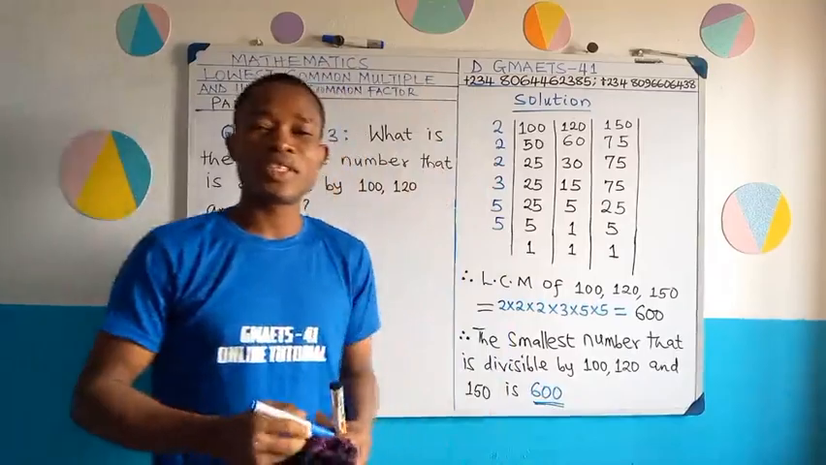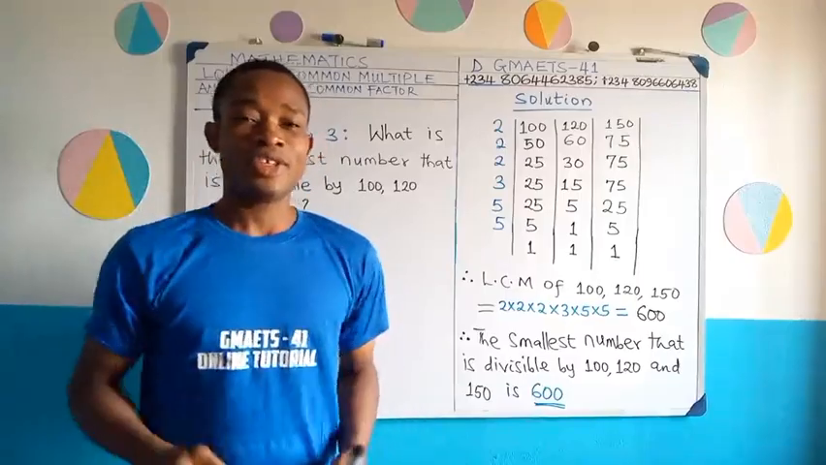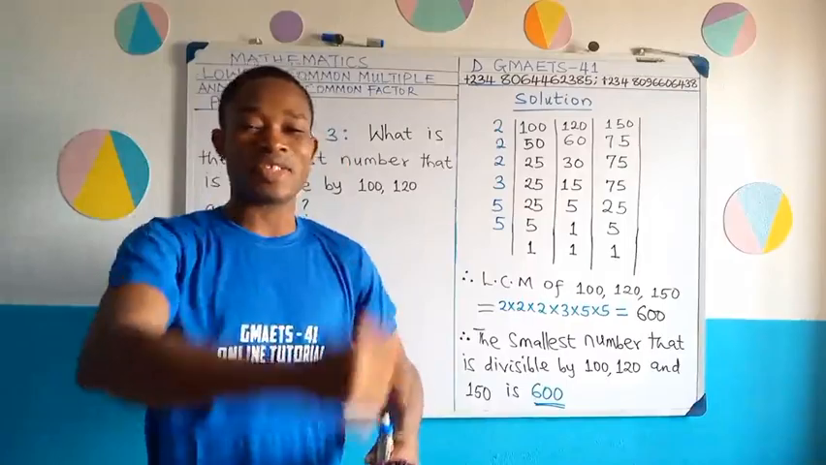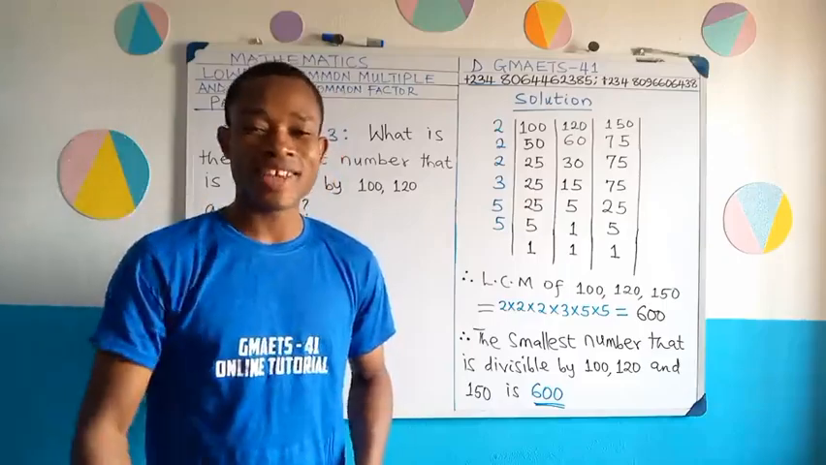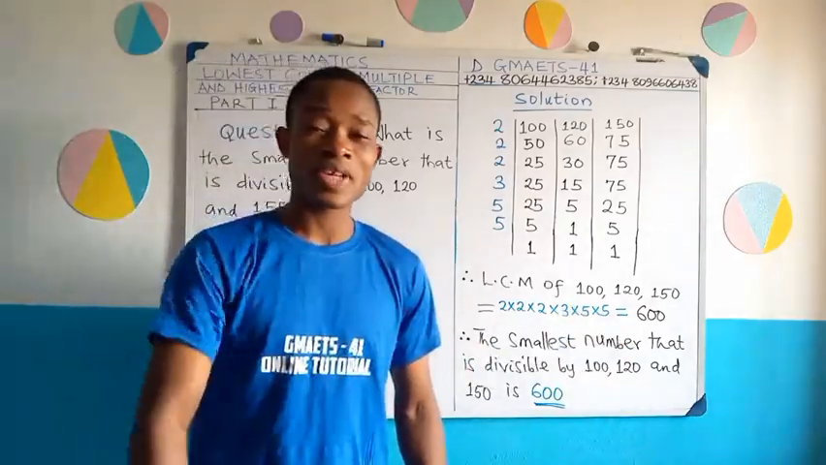Which means that 600 is the first smallest number that is common that you would see in 100 times table, 120 times table, and 150 times table that can be divided by 100, 120, 150, and there will be no remainder. Get set for our last question under LCM here.